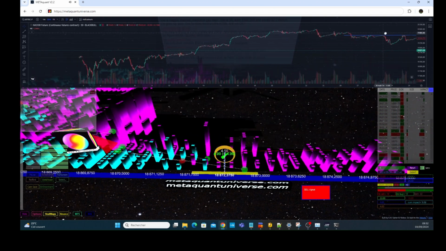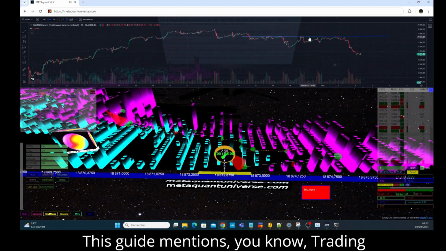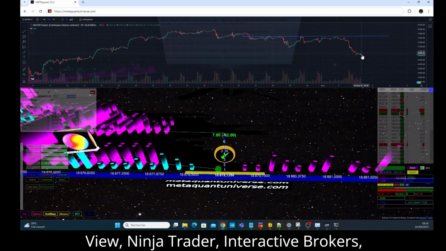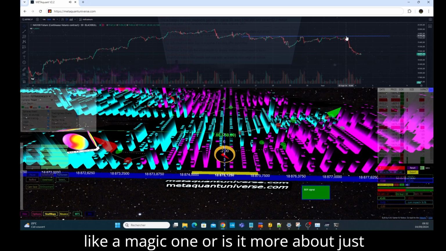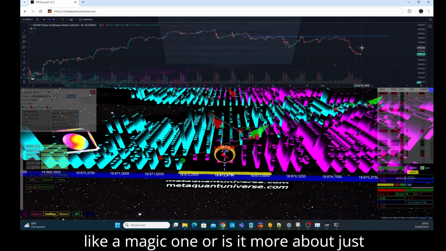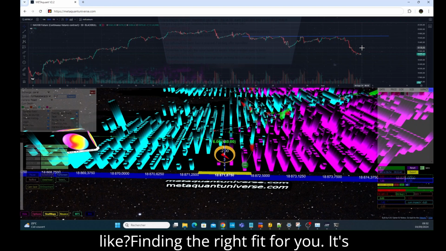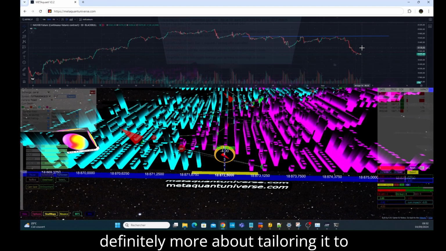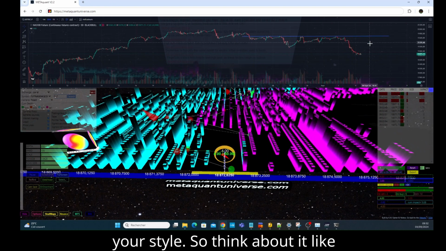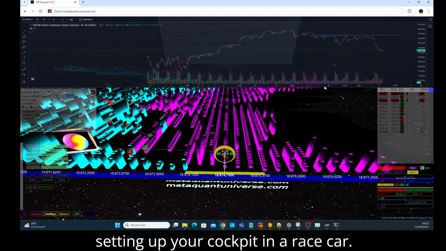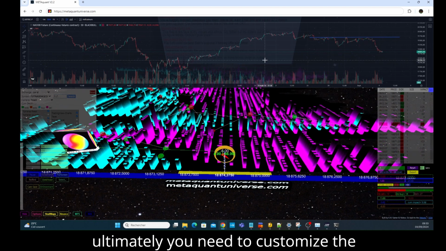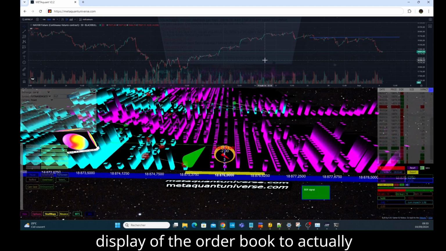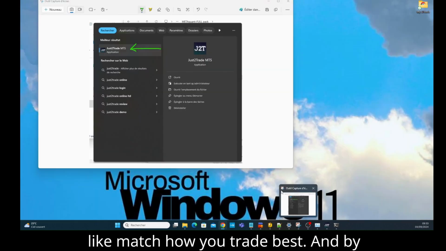You got it. Okay. This guide mentions TradingView, NinjaTrader, Interactive Brokers, all these platforms for trading. Is there a magic one, or is it more about finding the right fit for you? It's definitely more about tailoring it to your style. Think about it like setting up your cockpit in a race car. Every platform has its strengths, but ultimately you need to customize the display of the order book to match how you trade best.